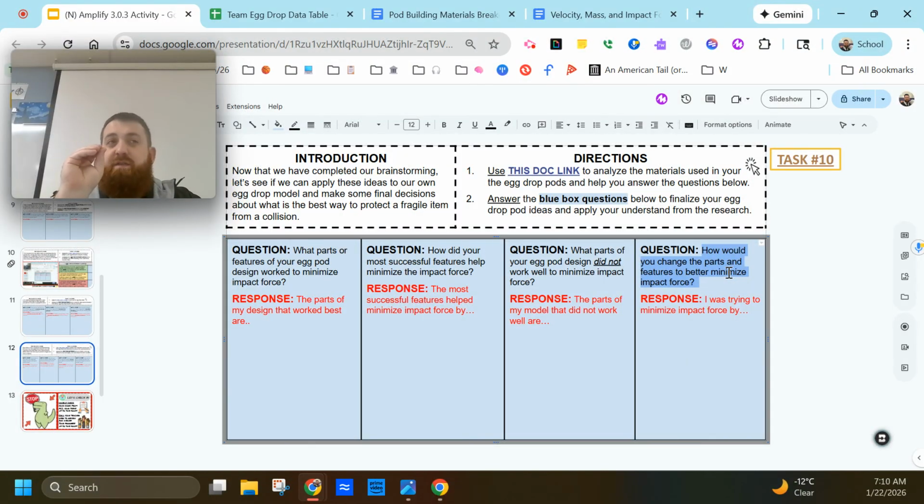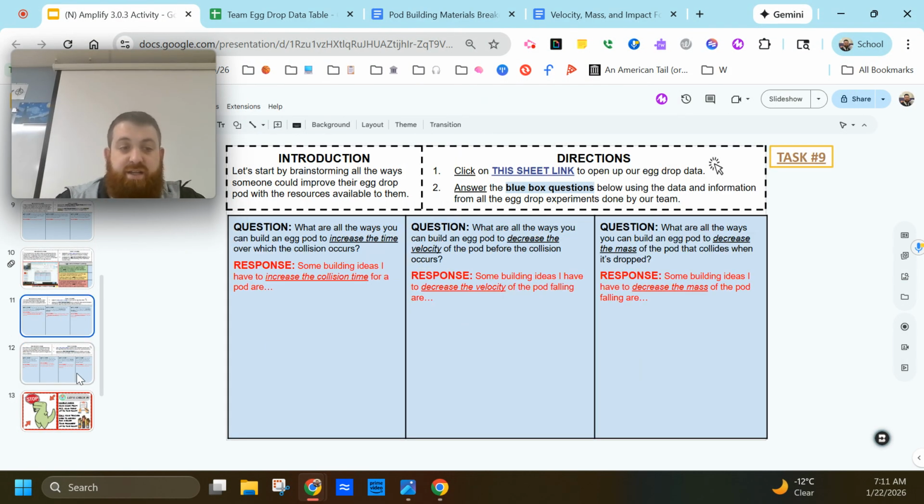So this is where we're going to take a very specific look at not only all the ways that our pod was built to minimize impact force, but what worked based on those successful pods, what didn't work based on those unsuccessful pods. Each one of the pods that we saw that were dropped is a different iterative test and can help us identify the overall best way to build a pod to protect our fragile egg, which in turn will help us figure out how to best protect our supply drop for our natural disaster victims.